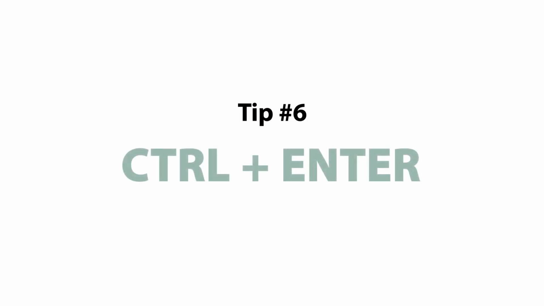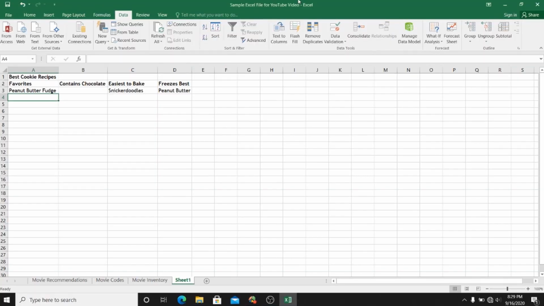Ctrl+Enter, which is a keyboard shortcut, is another time saver, especially when you need to enter the same text or the same data in multiple cells. And rather than type it in continually or even type it once and then copy and paste into each cell, you can select the cells, type your data once, and then automatically copy that data to the other cells, even if they're located in different spots on your spreadsheet.